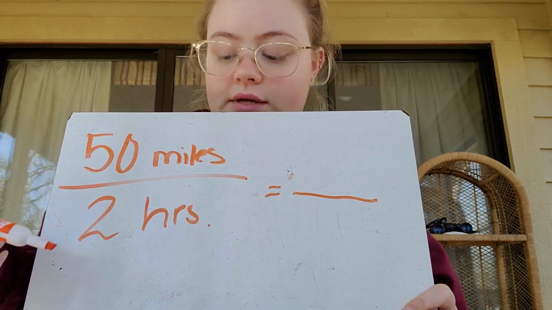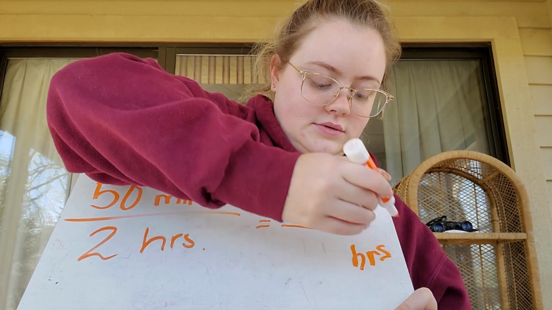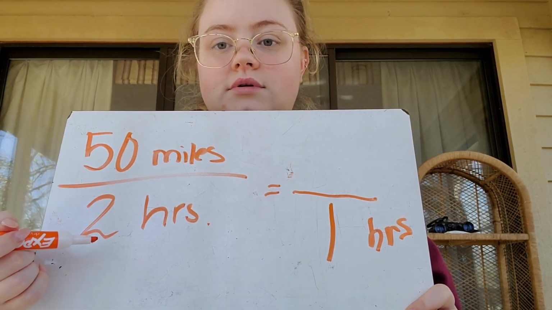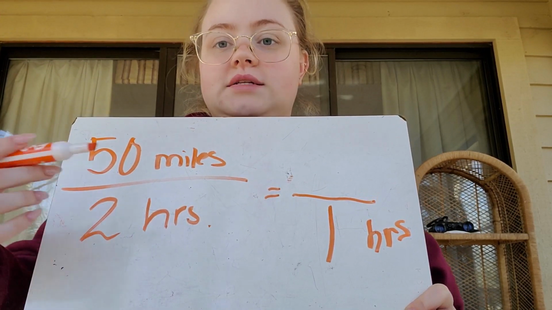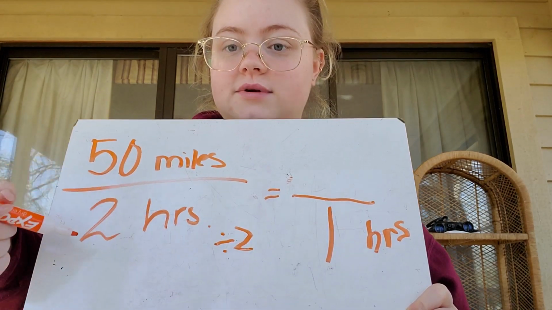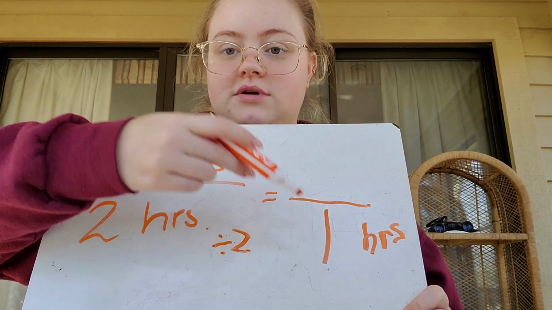Cool. So, I need to get this 2 hours and make it into 1 hour. What number do I divide 2 by to get 1? Simple answer, 2. Your bottom number, you are always going to divide itself by what's over here. Okay, so 2 divided by 2 gives me 1.